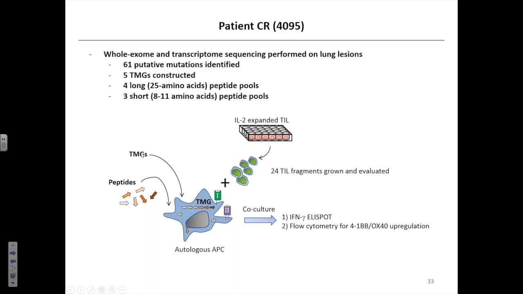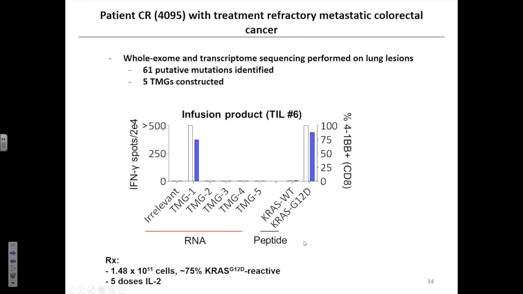This blueprint, as you can see, we put all the tandem mini-genes into our antigen-presenting cells. We expanded her TIL, used multiple different cultures, looked at a co-culture to see if her TIL recognized any of her mutations, and sure enough, coincidence, it was tandem mini-gene 1. Of course, we randomly put these into the tandem mini-genes. Our tandem mini-gene 1 was the only one that was recognized based on 4-1BB upregulation as well as ELISpot activity.